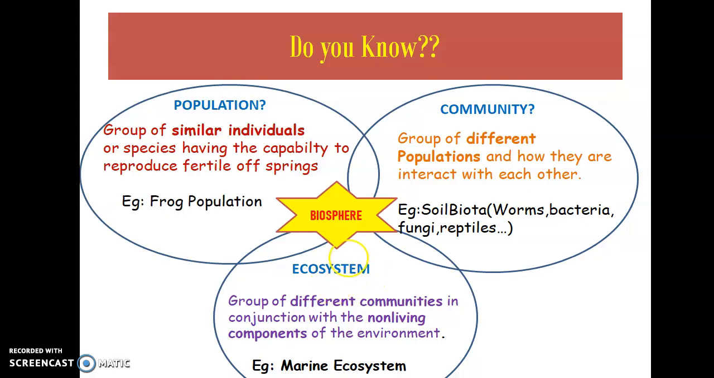For example, if you are taking the marine ecosystem or ocean ecosystem, we can see different kinds of organisms like fish, crabs, lobsters, starfish, phytoplankton, zooplanktons, etc. How they are interacting with the water constitutes the marine ecosystem, or a freshwater ecosystem. And all these ecosystems united together form the biosphere. Biosphere is nothing but the biotic regions of our earth. Okay, so that's all about the levels of organization.